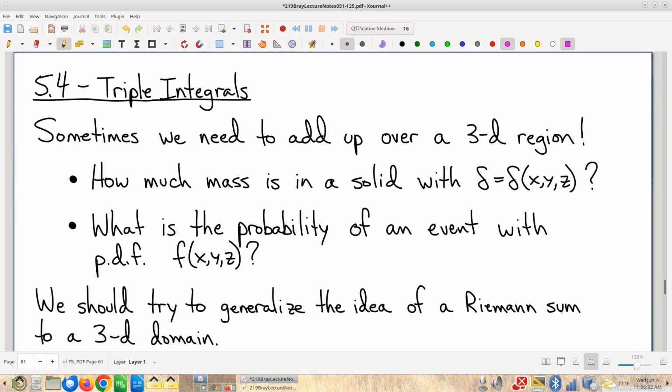Moving along to 5.4. 5.4 is triple integrals. Oh, I'm sorry. Question.